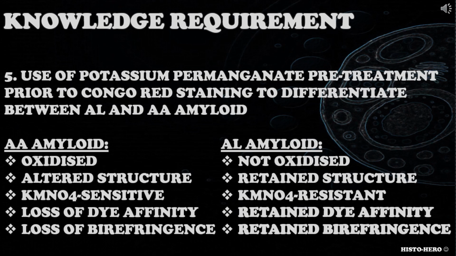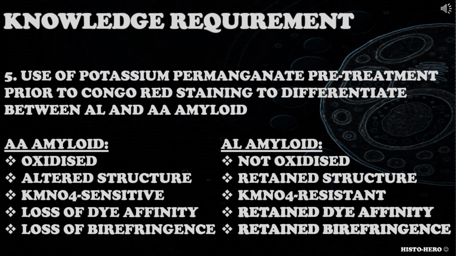The fifth knowledge requirement is for you to know the use of potassium permanganate pretreatment prior to Congo red staining to differentiate between AL and AA amyloid. Why is potassium permanganate pretreatment used prior to Congo red staining? How does this treatment differentiate between AL and AA amyloid?